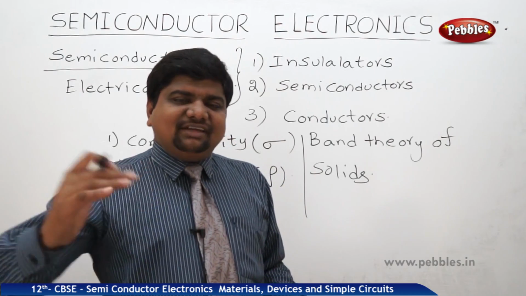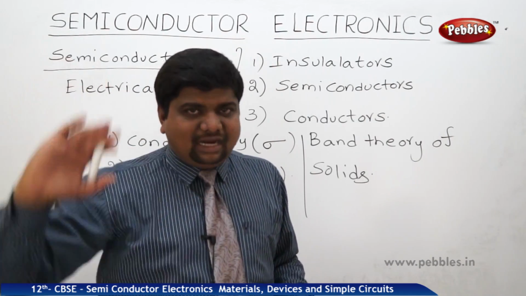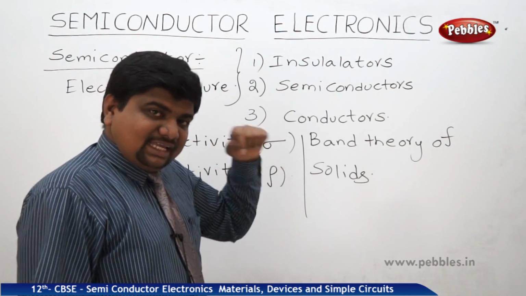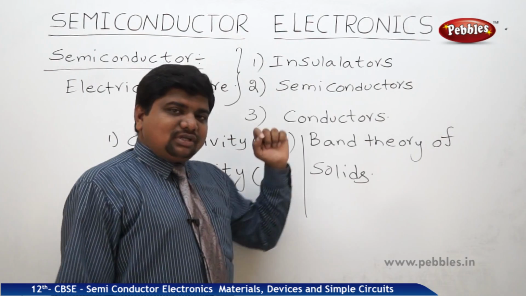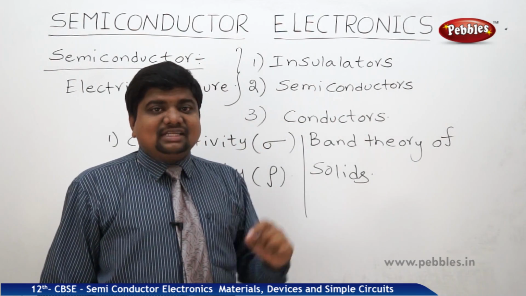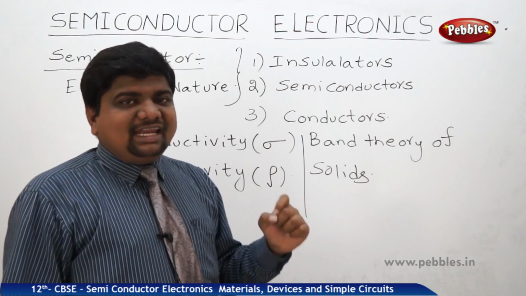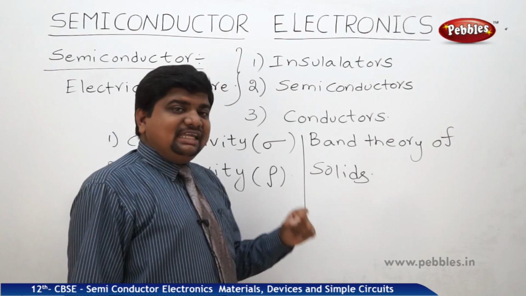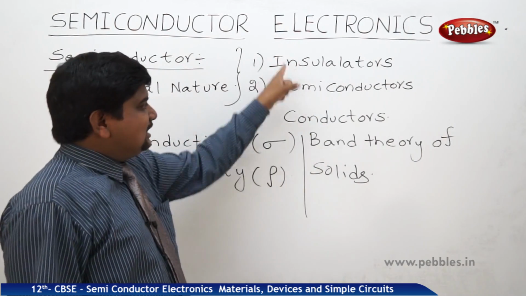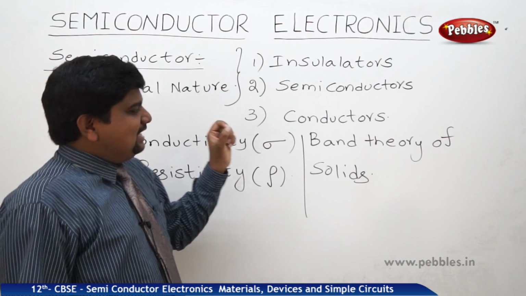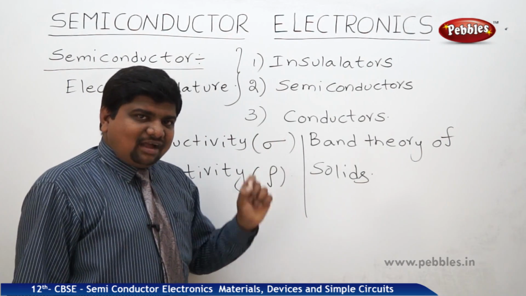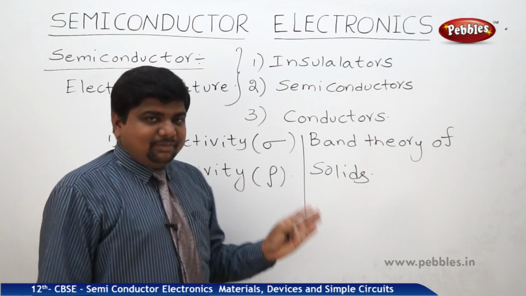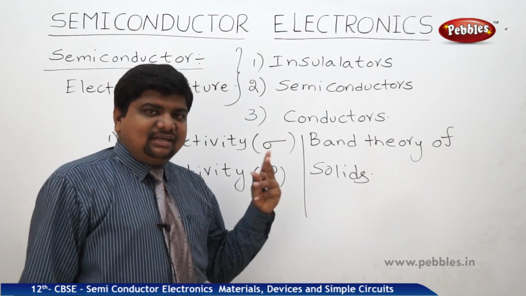So S, P, D, F, like that, the orbitals continue in order. These orbitals are called energy levels. The outermost orbital contains some n number of electrons. Those electrons are called valence electrons. These valence electrons are one of the important points to understand this concept. Now we will see how these valence electrons play a key role in the classification of solid state materials on the basis of their electrical nature.